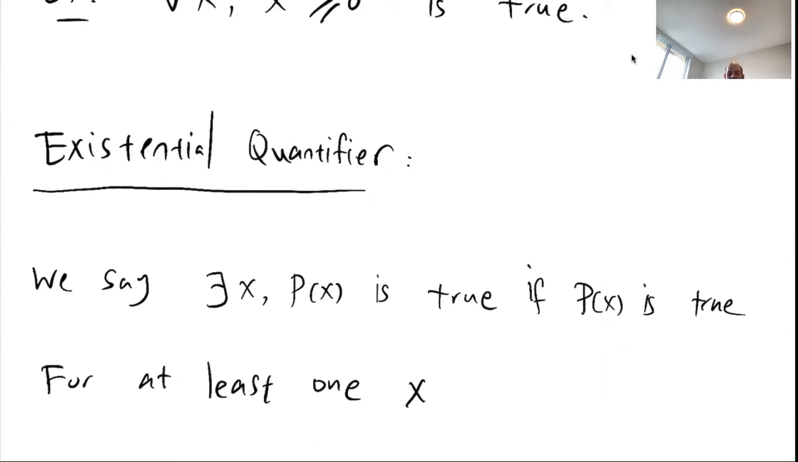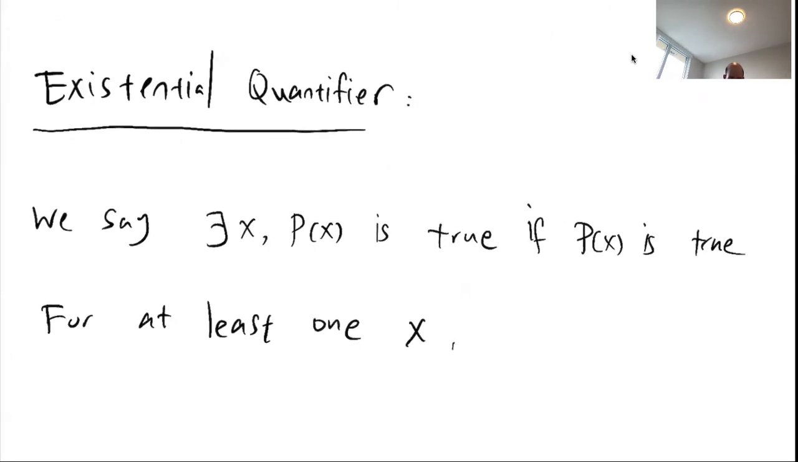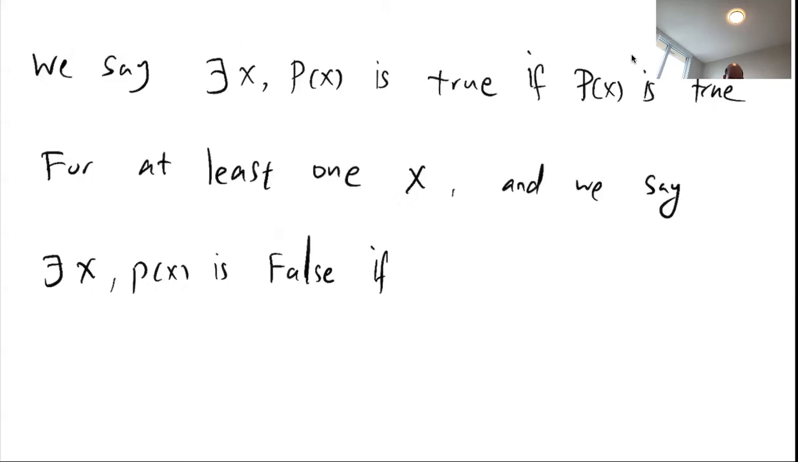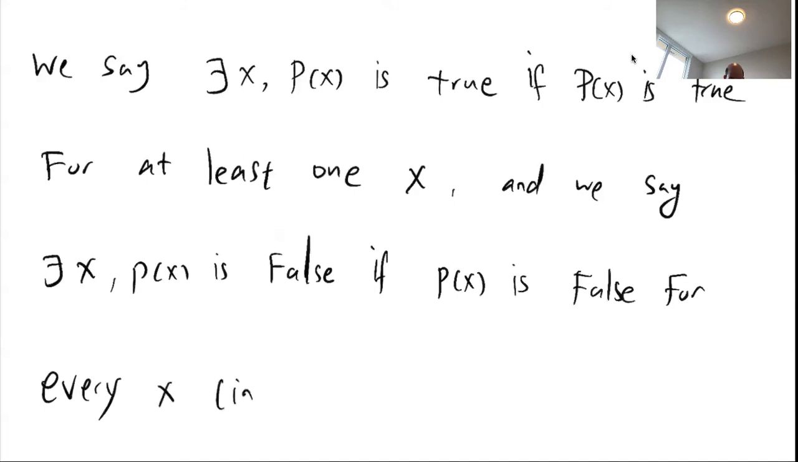And when can we say it's false? We say there exists x, p of x is false if p of x is false for every x in the context.